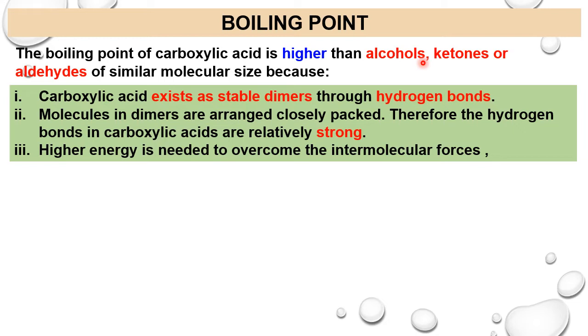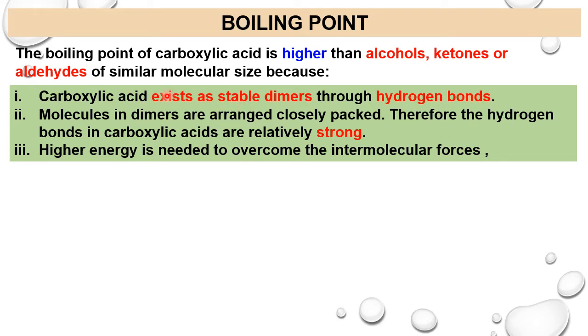This is because untuk alcohol, the intermolecular forces is the same as carboxylic acid. It can form hydrogen bonds between its molecules. Ketones and aldehydes, dia cuma ada dipole forces sahaja between its molecules. Now, kenapa carboxylic acid has the highest boiling point among all of the substances?